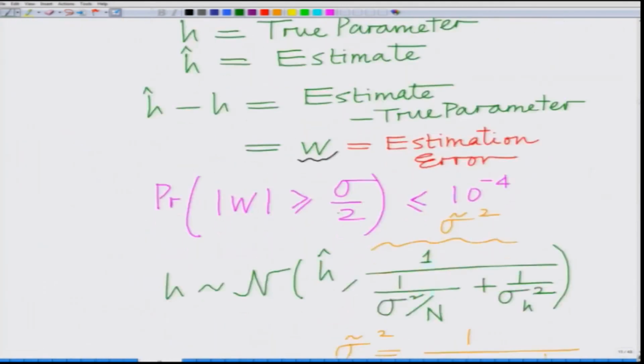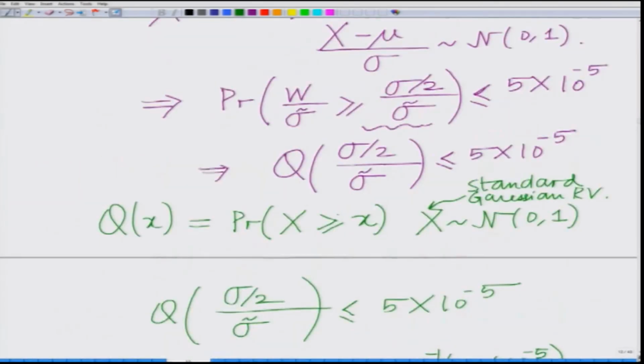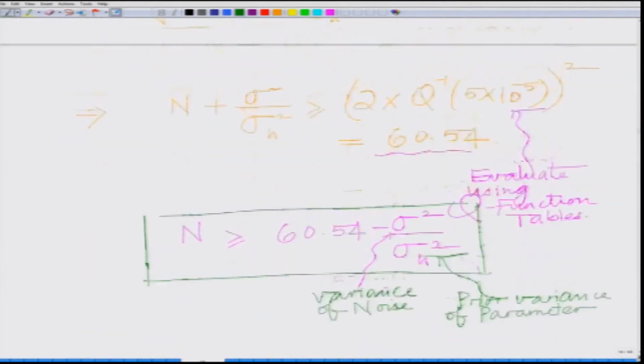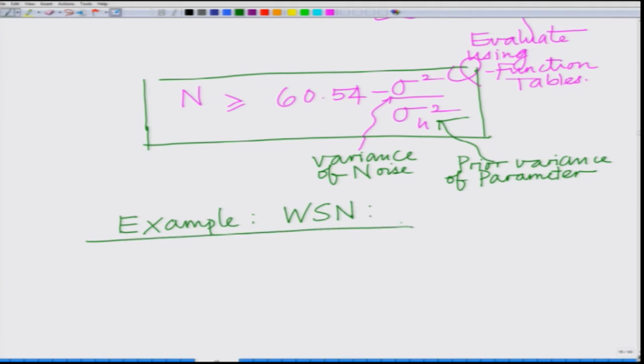Okay. That is how we had derived, and now we have derived that this number of samples n that is required for this purpose is n equals 60.54 minus sigma square divided by sigma h square. Okay. Let us look at a simple example to understand this. Again, let us go back to our wireless sensor network example.